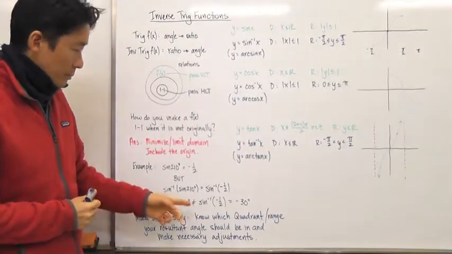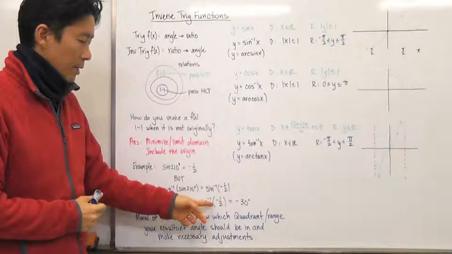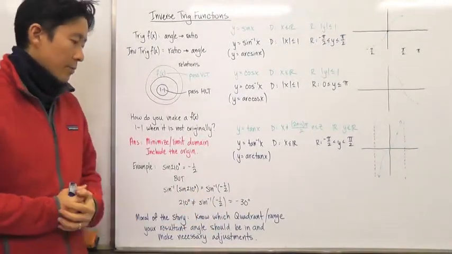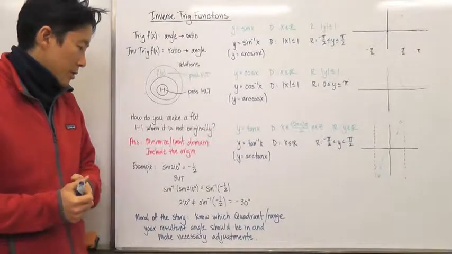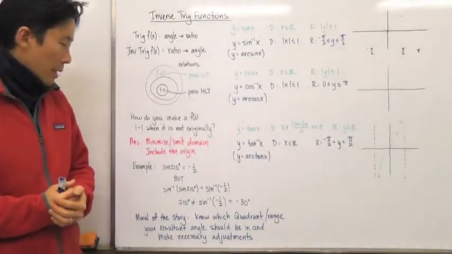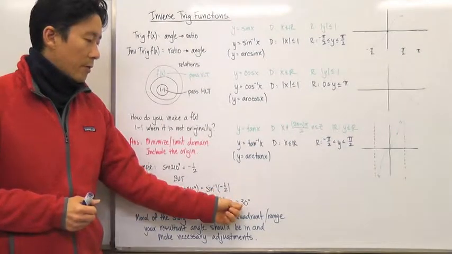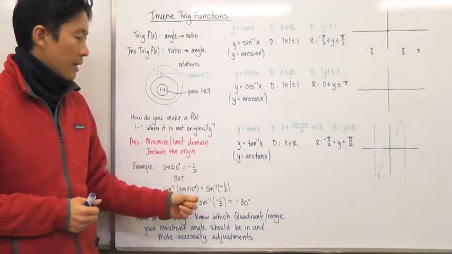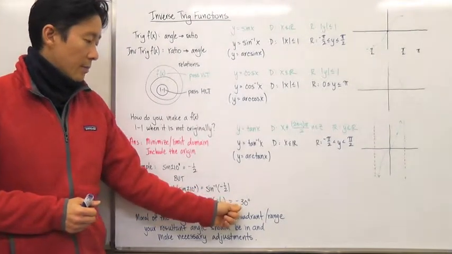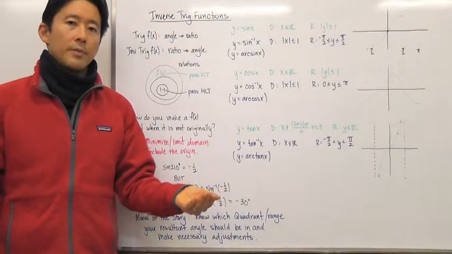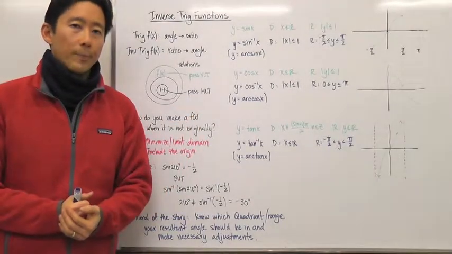Okay, so in order to make sure that we do not make these types of mistakes, the moral of the story is we just need to know which quadrant or range your resultant angle should be in and make the necessary adjustments. Because if we think about negative 30, of course the sine of 210 is also going to give you the exact same result as the sine of negative 30, but then we just need to make the adjustments to come up with the angle that we're looking for.